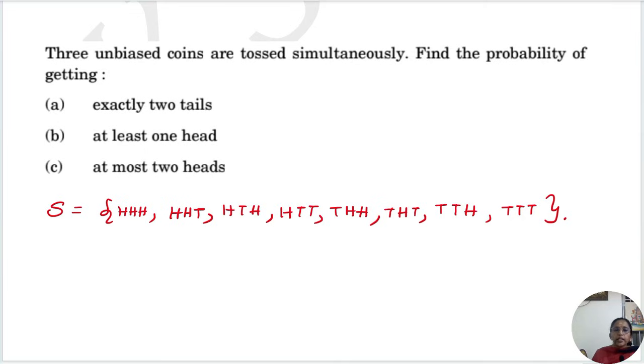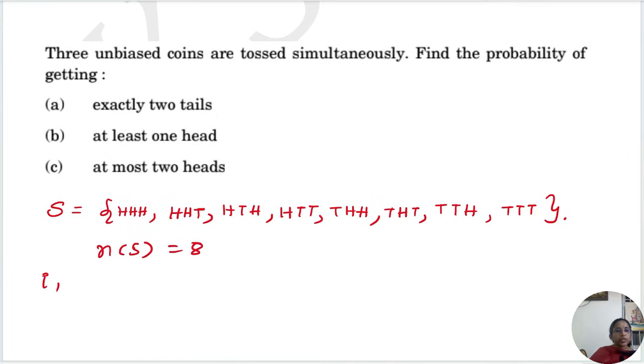3 unbiased coins are tossed simultaneously. Find the probability of getting exactly 2 tails, at least 1 head, at most 2 heads. So here it is 3 unbiased coins. So this is our sample space, and n of S is equal to 8.